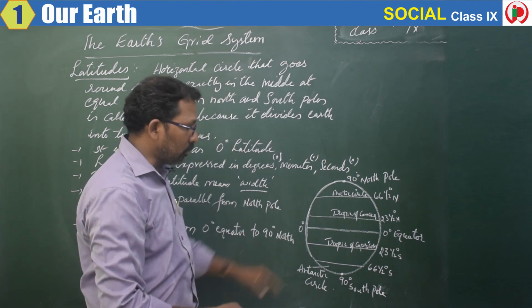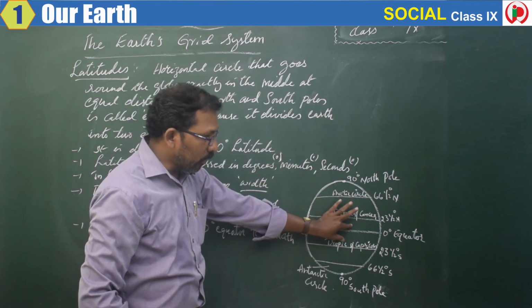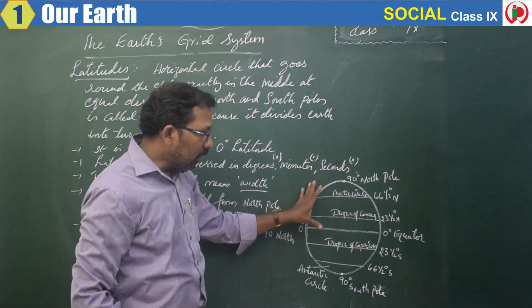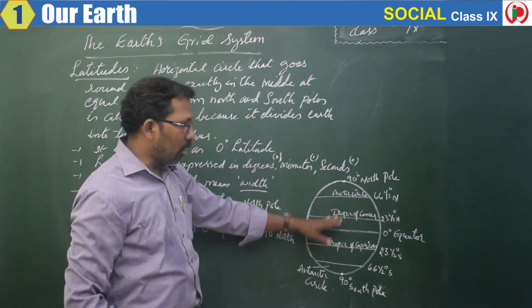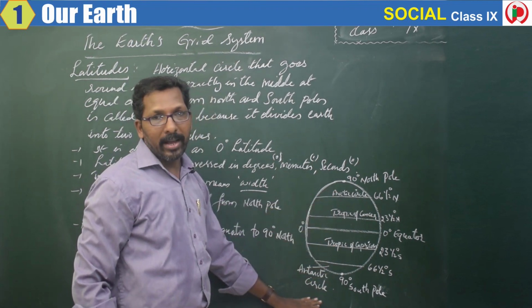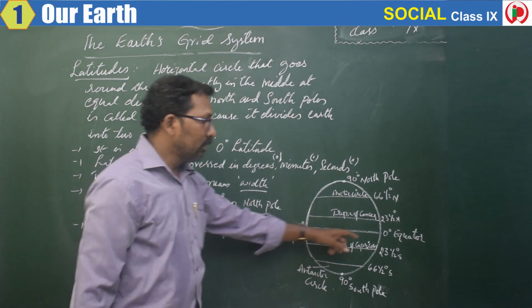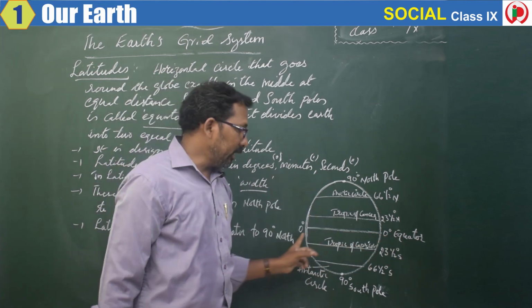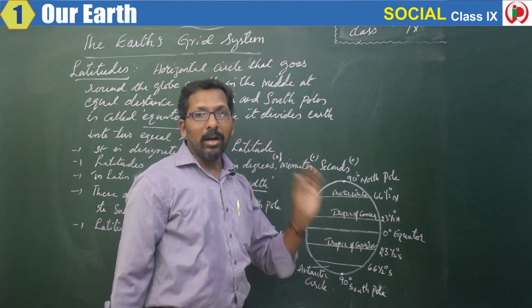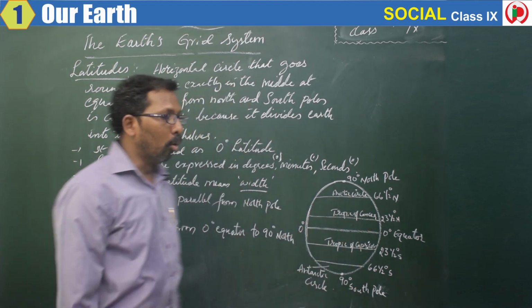As I told you in the grid system also, northern hemisphere and southern hemisphere. So the equator divides the earth into two halves. The northern part is called the northern hemisphere and the southern part is called the southern hemisphere. And which latitude is dividing here? The equator. The equator is the largest or the longest latitude drawn on the globe.